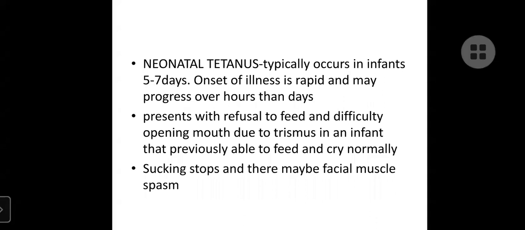Neonatal tetanus is typically seen in infants during the 5 to 7 days. The onset is rapid. That's because the axonal length is proportionally shorter in infants. The first symptom or sign that we pick up is a neonate that's refusing to feed, or having difficulty opening their mouth, or having trismus. So a patient that was previously feeding well and quite normally presents with difficulty to feed. And also sucking may stop.